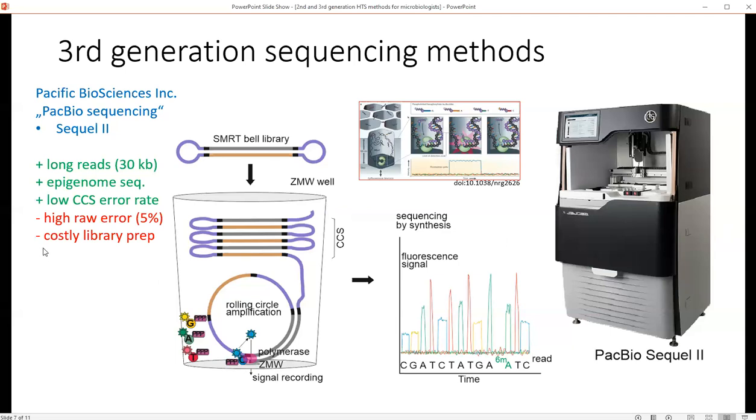The main benefits of PacBio are also reasonably long reads. The average can reach 30 kilobases. A maximum read length reaches 200 kilobases. Because of recording methylations, it can also be used for epigenome sequencing, like nanopore. Although the raw error rate is quite high, 5% or even more, up to 10%, the circular consensus enables to build very high accuracy, 99.9% at 10 times coverage, and much more at 20 times or more coverage. Again, the downside is relatively costly library preparation.